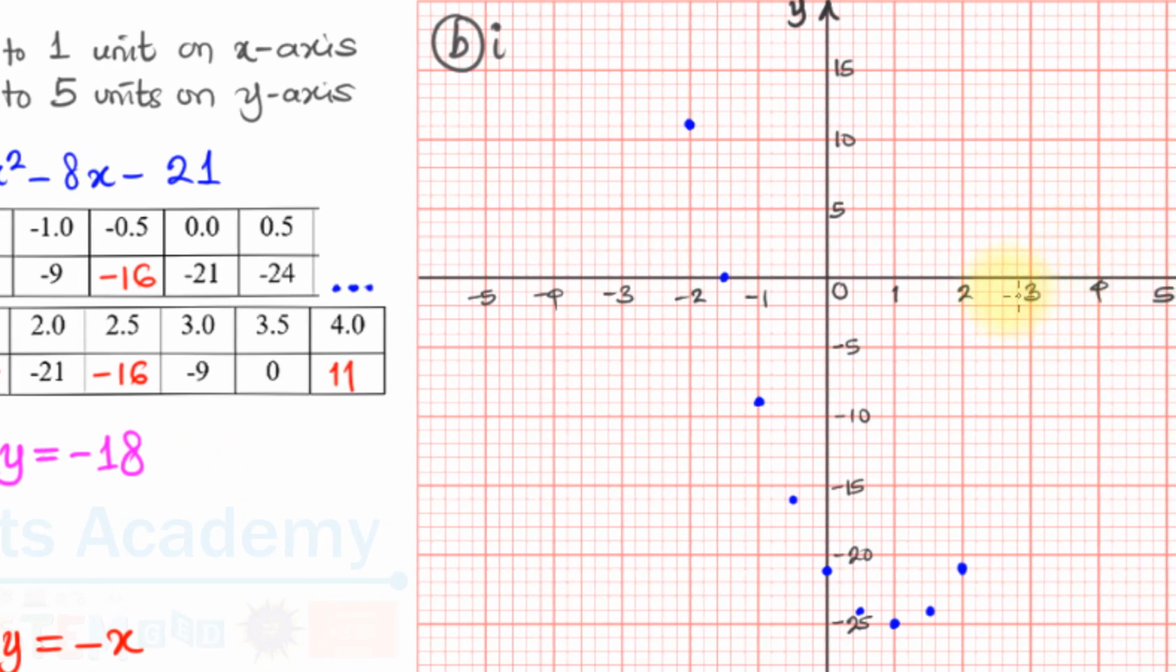And then when x is 2.5, y is minus 16, so that is here. And when x is 3, y is minus 9. It will just be symmetrical to what we had initially. And then when x is 3.5, y is 0. Okay, just on the number line. And finally, when x is 4, y is 11. This is 4 and 11. Okay, so it is these blue points that we now need to join together to complete our graph.